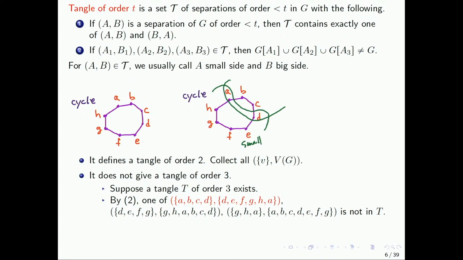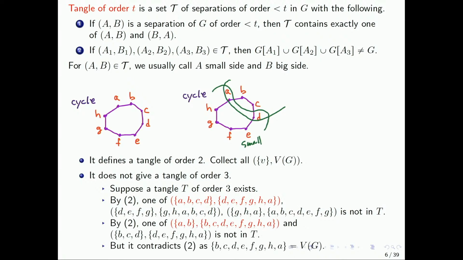So it's in the picture. D, F, G, H, A is in the small part, and the other part is the big part. Then we split the big part into two parts, like AB and BCD. Then again by the second condition, one of them should not be in the tangle, and then we obtain a contradiction, because if the opposite of this blue one is in the tangle, then this is a whole set which already contradicts the second condition, inducing the whole graph. So the maximal tangle that I have for this cycle is the tangle of order 2.